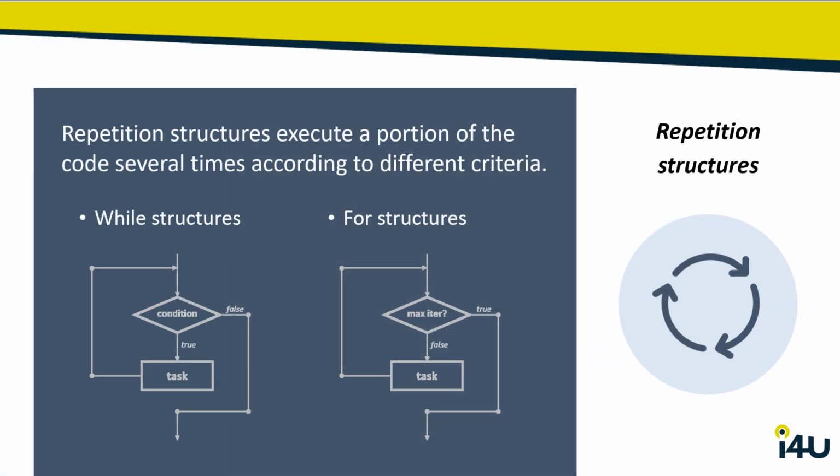Repetition structures. These structures execute a portion of the code several times according to different criteria. The two main groups of structures of this category are while structures and for structures. While structures execute a portion of code until a condition is satisfied. For structures execute a portion of code for a number of iterations known before starting to iterate. For structures can be seen as a particular case of a while structure where the condition is the number of iterations.